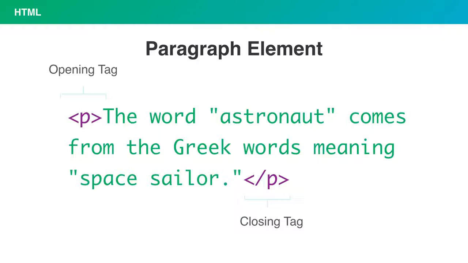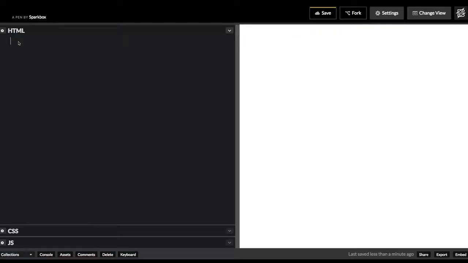This is an example of a paragraph element. It has two p tags wrapped around a paragraph of text. In the example here, the opening tag tells the browser that this is the start of a paragraph. The closing tag tells the browser the paragraph has ended. This is how the browser reads the paragraph element we just wrote.